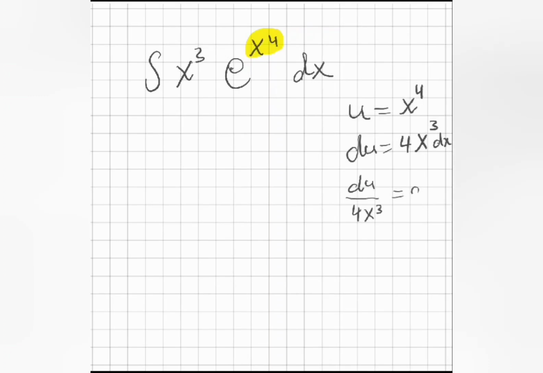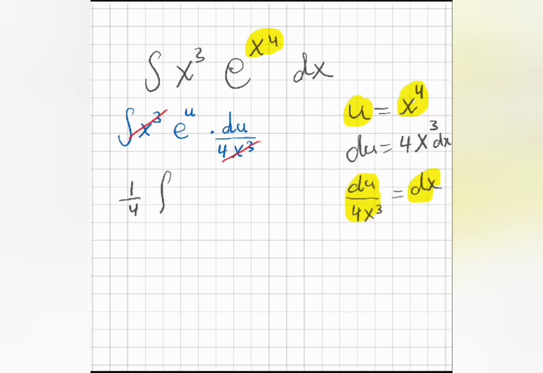And then, as always, solve for dx. If you don't do that, you can easily make a mistake. So I recommend, in this step, isolate dx. It'll save you a lot of trouble later on. So dx is going to be du over 4x cubed. Now let's replace x to the fourth with u, and let's replace dx with du over 4x cubed. So this is going to be e raised to the u times du over 4x cubed.